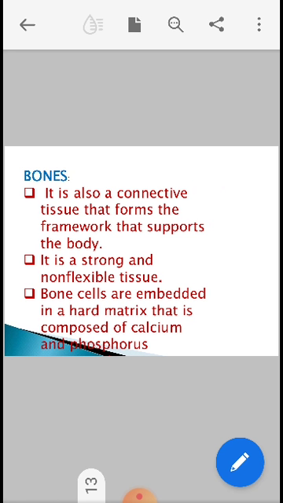So we must eat calcium rich food so that we can make our bones strong, because they are not flexible and they may break easily if we do not take care of our body.